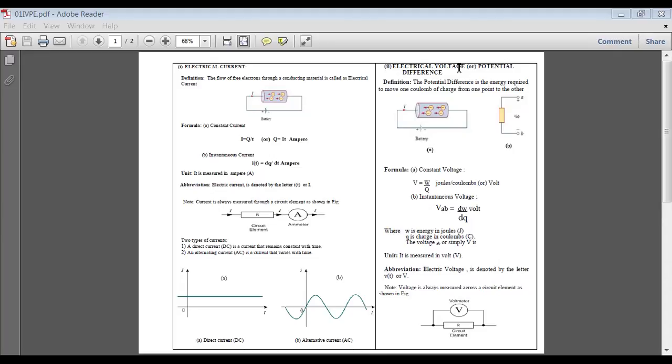A voltmeter is always connected in parallel with the resistance. What is a voltmeter? A voltmeter is nothing but it measures voltage. Clear? Right. Now we'll go for the other topic called power and energy.